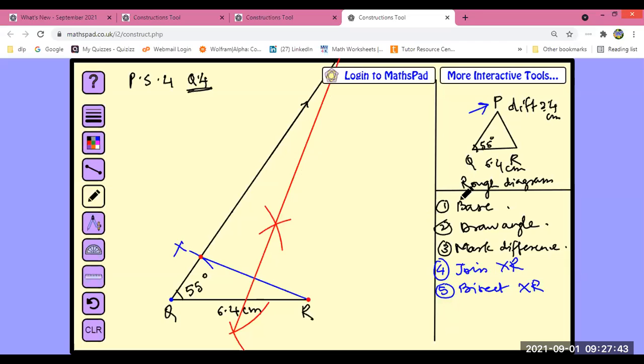We started with drawing the base, then the angle, we marked the difference, then join the point that we got. This point is not the vertex. It can be any point. You can label it using any letter. So join XR. Once you join XR, bisect it. So we have drawn a perpendicular bisector here, and this bisector will join the ray QX at some point. That point is point P. So step 6, join P to R. And that gives you the triangle PQR.